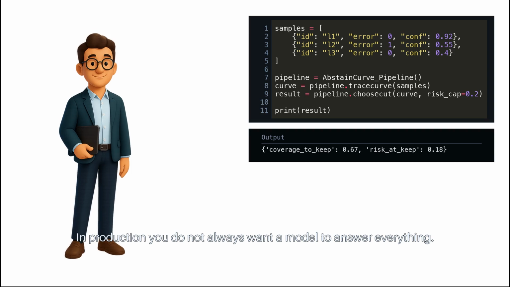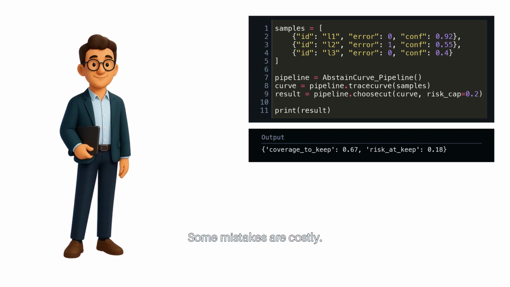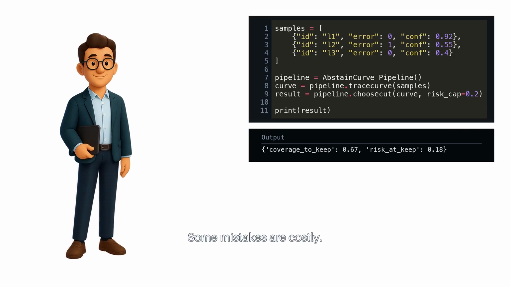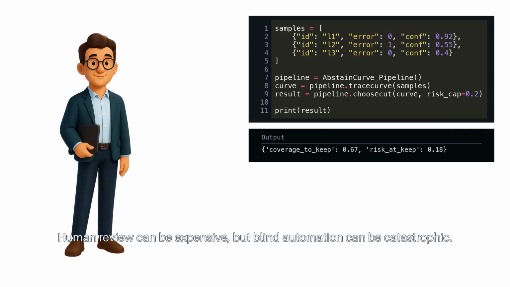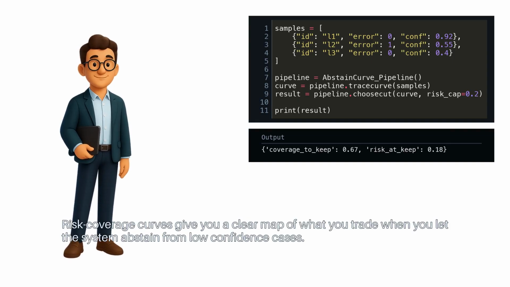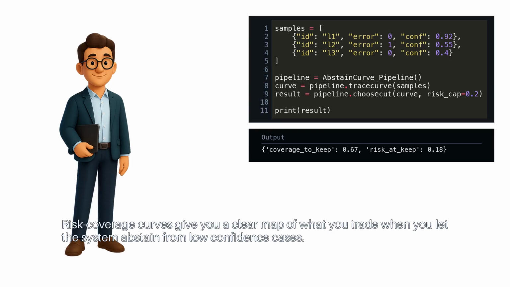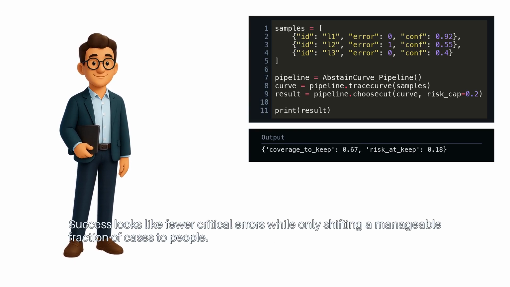In production, you do not always want a model to answer everything. Some mistakes are costly. Human review can be expensive, but blind automation can be catastrophic. Risk coverage curves give you a clear map of what you trade when you let the system abstain from low-confidence cases. Success looks like fewer critical errors while only shifting a manageable fraction of cases to people.